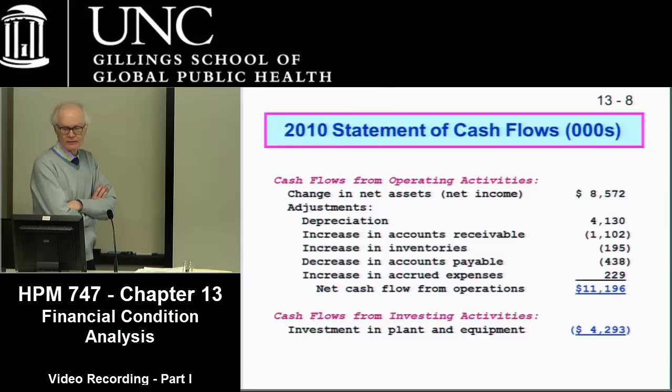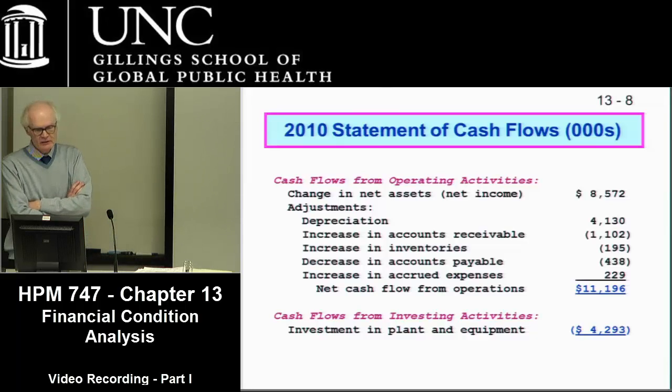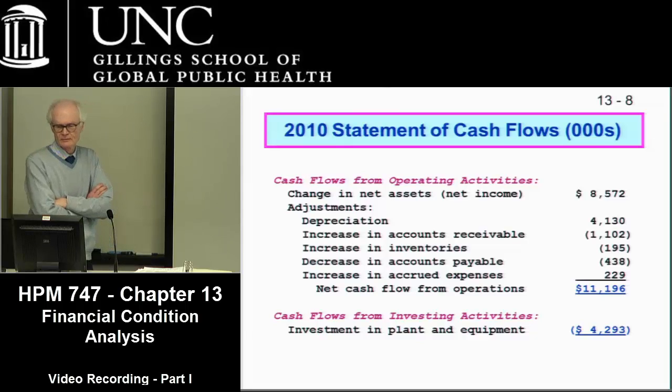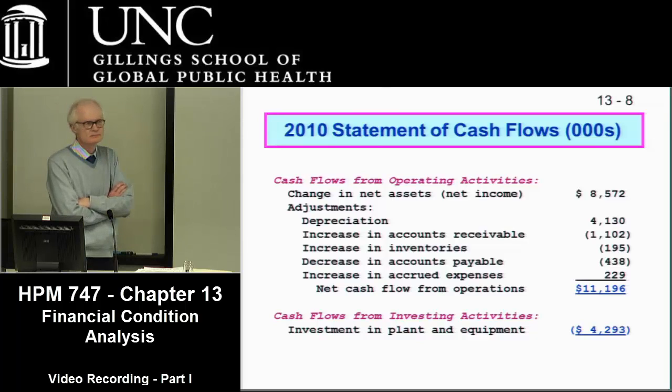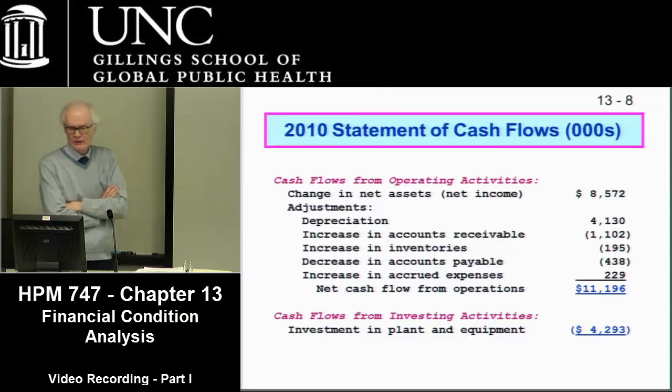Increase in inventories, same thing. You've increased, you use part of your wealth to buy additional inventory, your cash has gone down. A decrease in accounts payable. Why is that negative? Right, you owed people money, and therefore you wrote some checks to pay off those accounts payable, so again your cash level goes down. And finally, increase in accrued expenses.